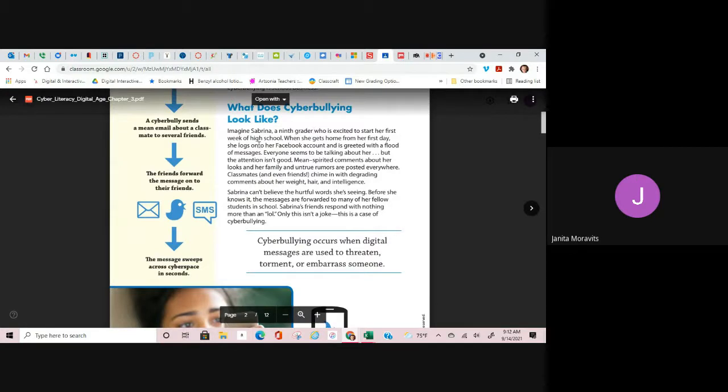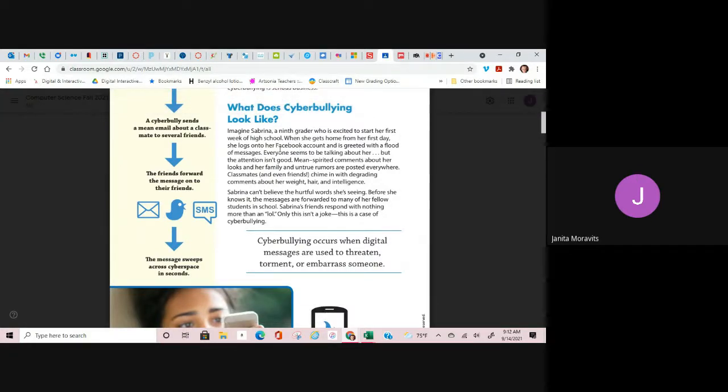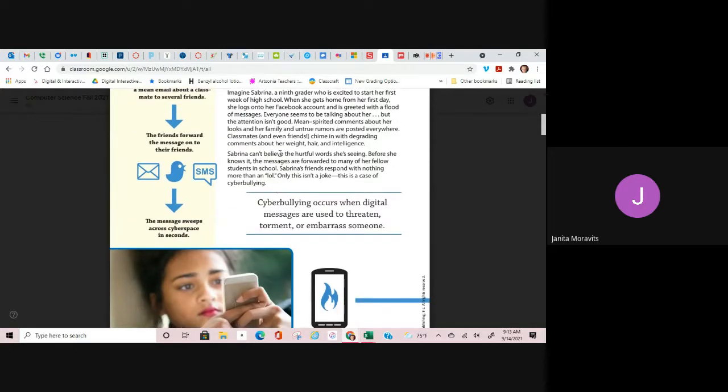Imagine Sabrina, a 9th grader, excited to start her first week of high school. When she gets home from her first day, she logs onto her Facebook and is greeted with a flood of messages. Everyone seems to be talking about her, but the attention isn't good. Mean-spirited comments about her looks and her family and untrue rumors are posted everywhere. Classmates and even friends chimed in with degrading comments about her weight, hair, and intelligence. Sabrina can't believe the hurtful words she's seeing. Before she knows it, the messages are forwarded to many of her fellow students in school.